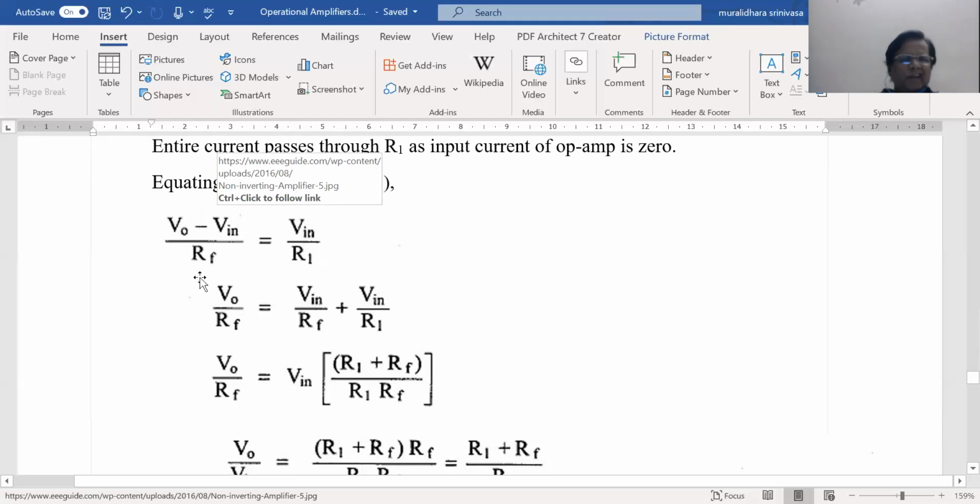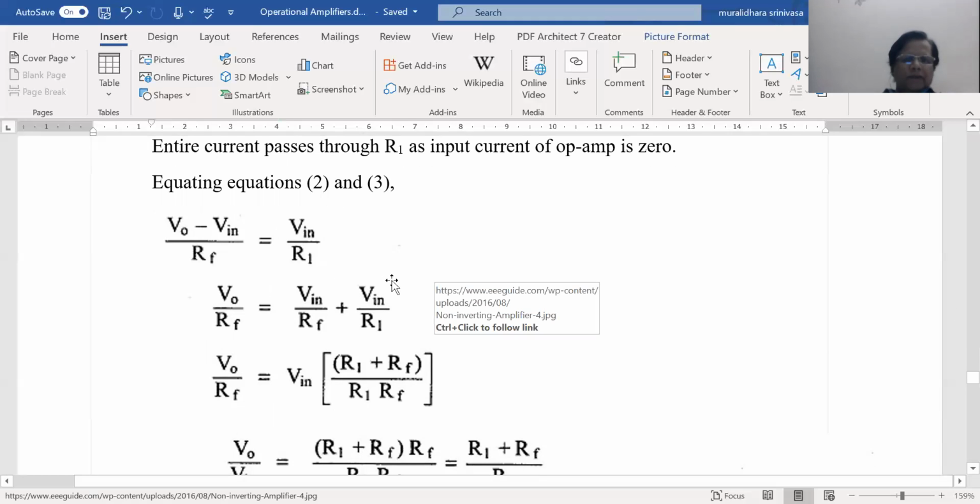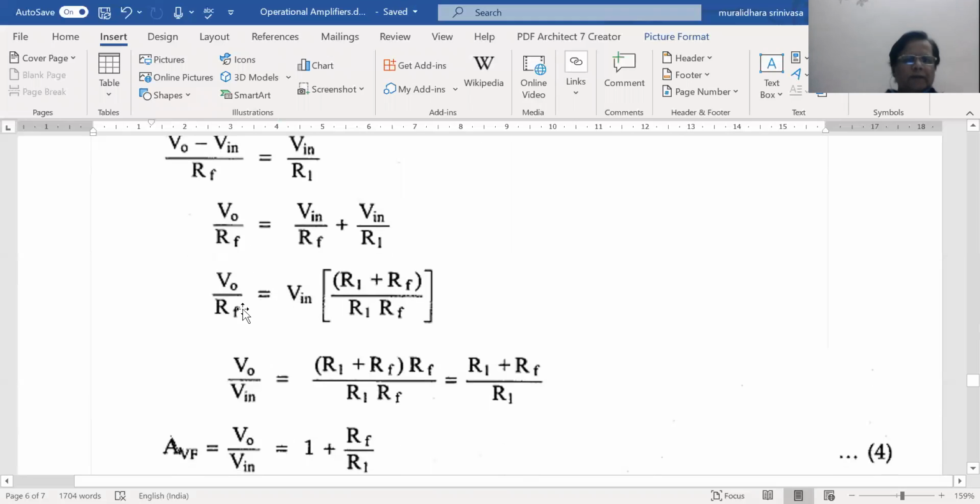So V0 by RF is equal to, take this Vin by RF to the right side. V0 by RF is equal to Vin by RF plus Vin by R1. So V0 by RF is equal to Vin, if you take it common, 1 by RF plus 1 by R1.